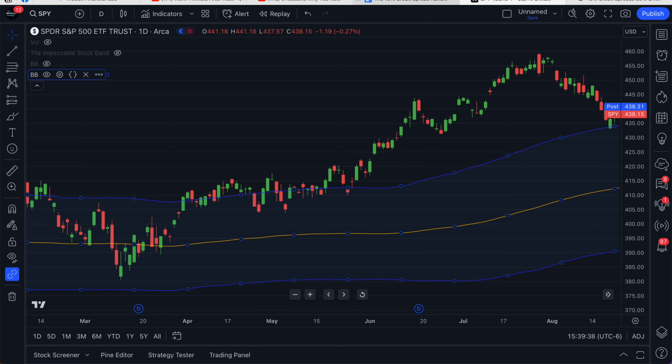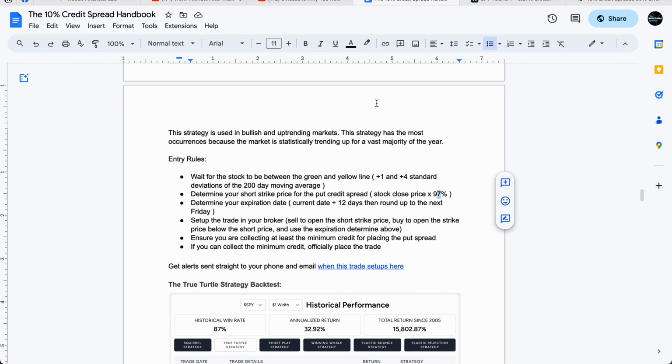put credit spread. What we also need to know is our expiration date. So again, we're going to take the current date, whatever that is, add 12 days to it, and then our expiration date will be that next Friday. So if we add 12 days and it lands on a Friday, that's good. That's our expiration date. If it's a Monday, Tuesday, or Wednesday, then you need to round up to the next Friday, because Fridays are our best expiration days, historically speaking.